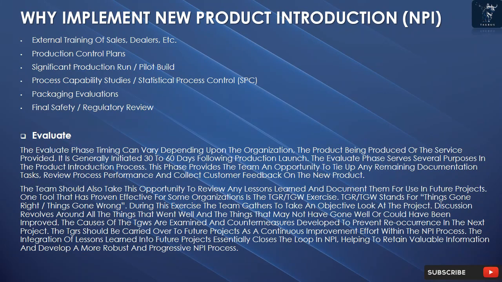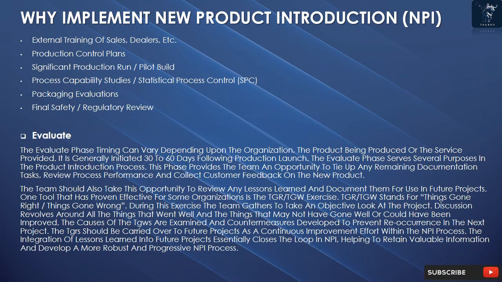Evaluate. The evaluate phase timing can vary depending upon the organization, the product being produced or the service provided. It is generally initiated 30 to 60 days following production launch. The evaluate phase serves several purposes in the product introduction process. This phase provides the team an opportunity to tie up any remaining documentation tasks, review process performance and collect customer feedback on the new product. The team should also take this opportunity to review any lessons learned and document them for use in future projects.